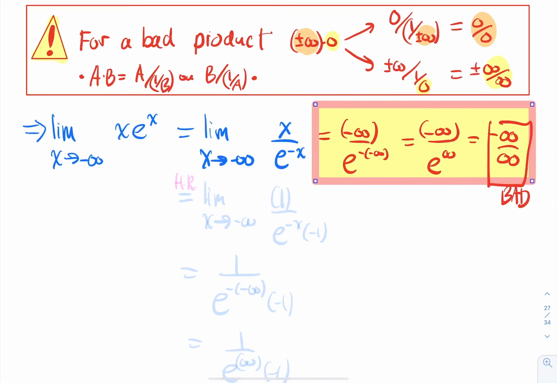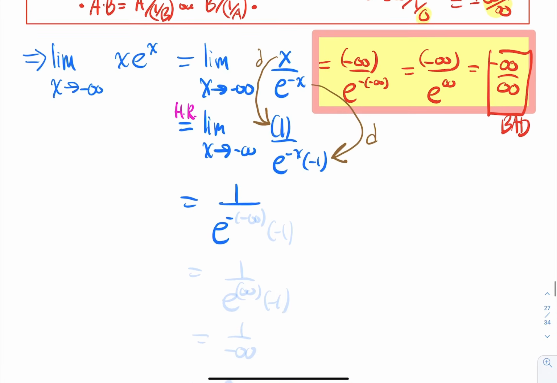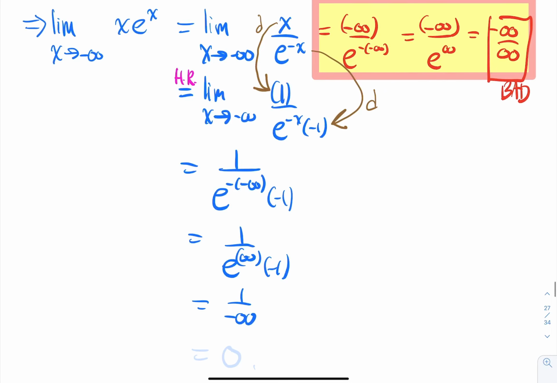It's a bad quotient, so now you have the absolute green light to solve this limit using l'Hospital's rule. If you differentiate x, you get 1. And if you differentiate e to the minus x, you get e to the minus x, using a little chain rule here, times minus 1. Now if you plug in minus infinity, you get 1 over e to the infinity times minus 1, which is 1 over minus infinity. And any number over plus or minus infinity is 0.